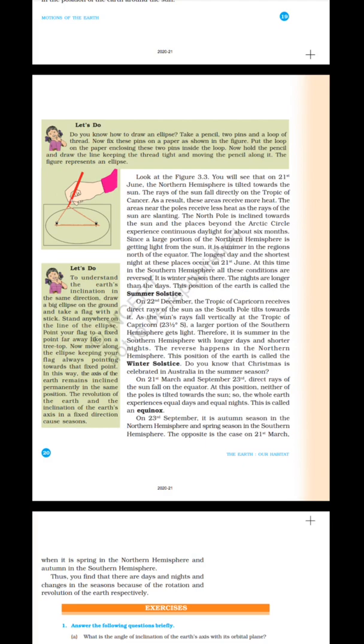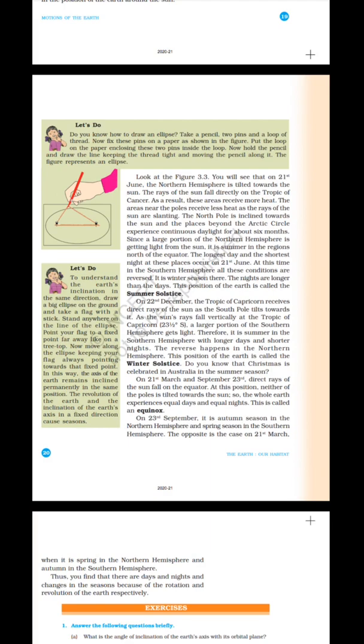Do you know that Christmas is celebrated in Australia in the summer season? On 21st March and 23rd September, direct rays of the sun fall on the equator. At this position, neither of the poles is tilted towards the sun, so the whole earth experiences equal days and equal nights. This is called an equinox.